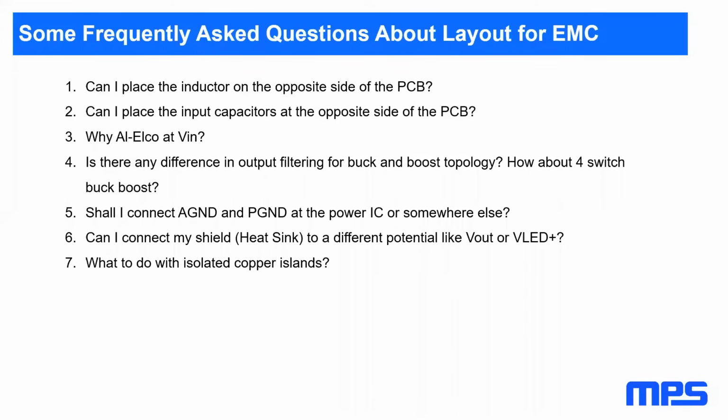Can I connect my shield or heatsink to a different potential like Vout or VLED plus? Yes, you can. You can connect the heatsink or the shield to a steady potential. For example, the Vout of a buck converter is a steady potential. It has very low ripple, and the output capacitor acts as a return to ground for higher frequency currents.